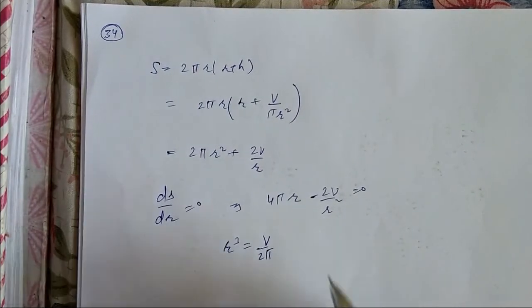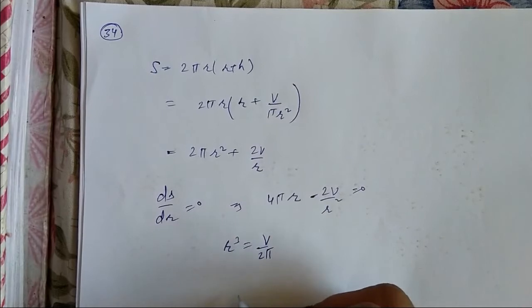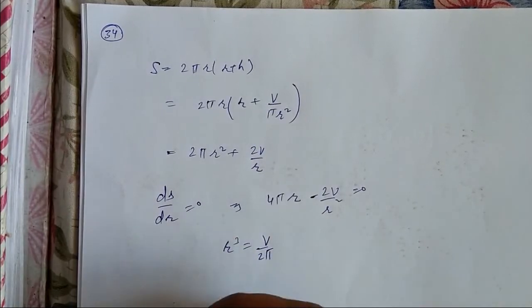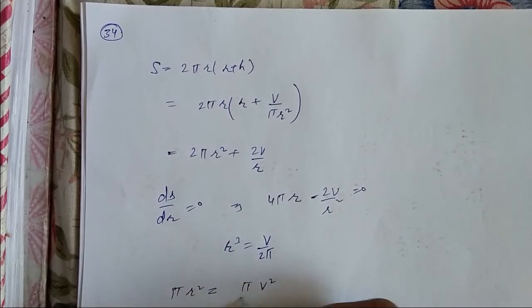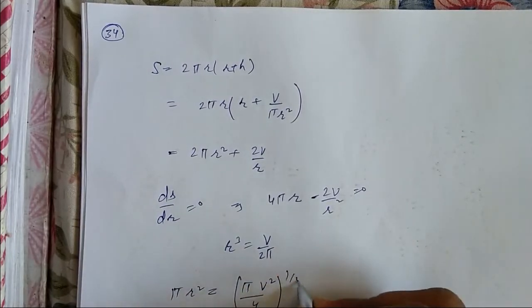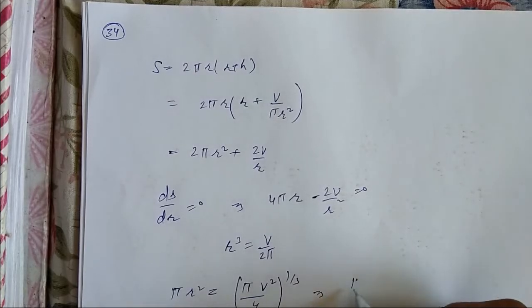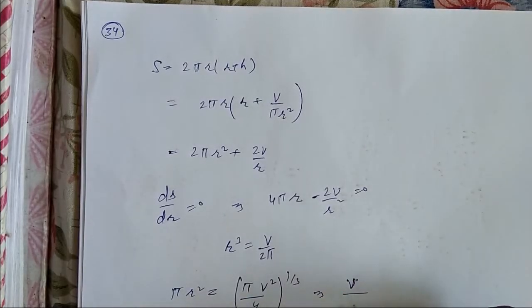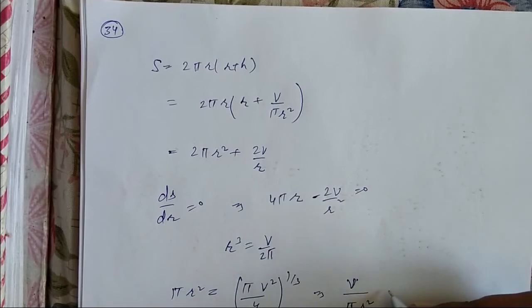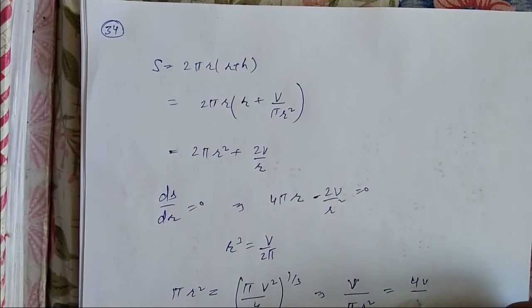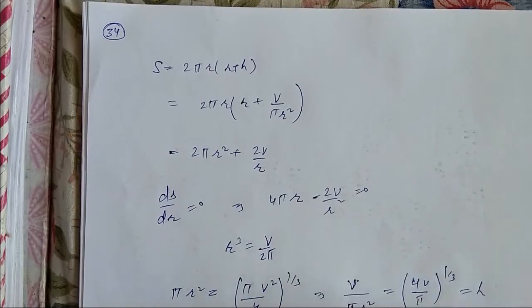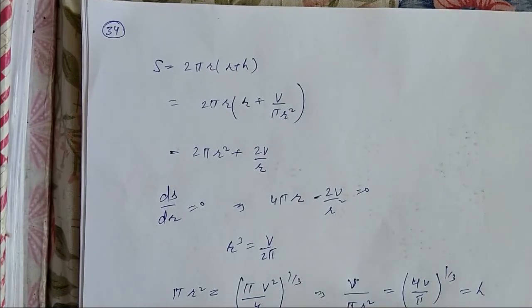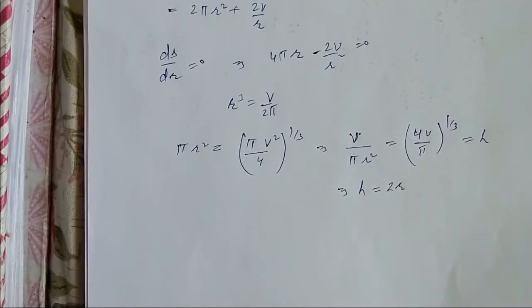Okay, now we can calculate r from over here. Now pi r square is equal to pi (v square by 4 pi square) to the power 1 by 3. So we get h is equal to 2r. Okay. Moving to next question, question number 35.